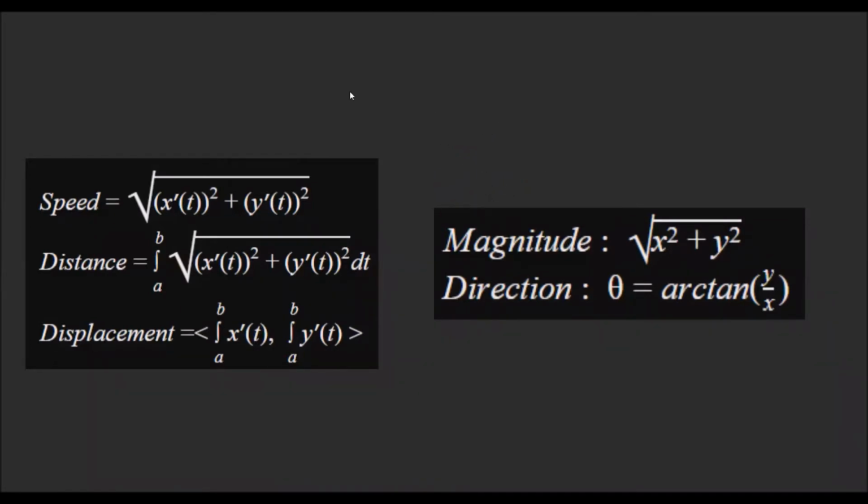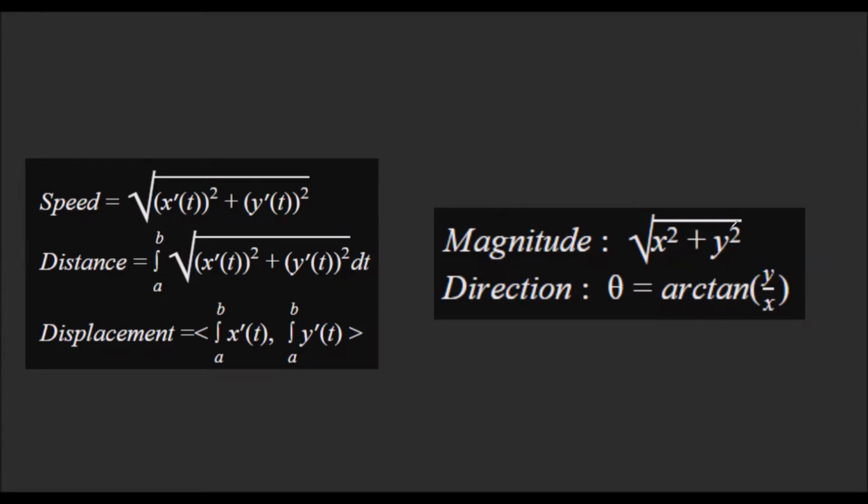Now, distance is a bit different. It's essentially just the integral of speed. And this makes sense, of course, because velocity is the derivative of position. So naturally, speed would be the derivative of distance. Now, displacement is a bit different. You're just finding the total x values and the total y values, as opposed to the total x and y put together.